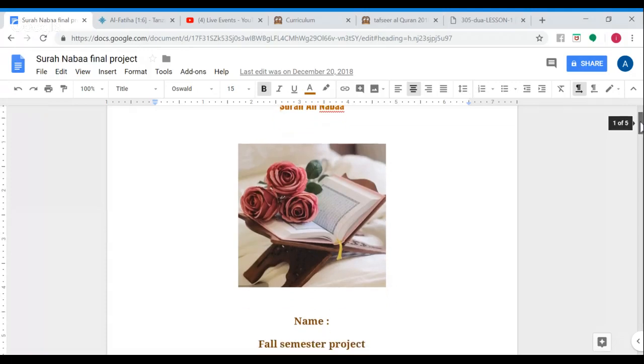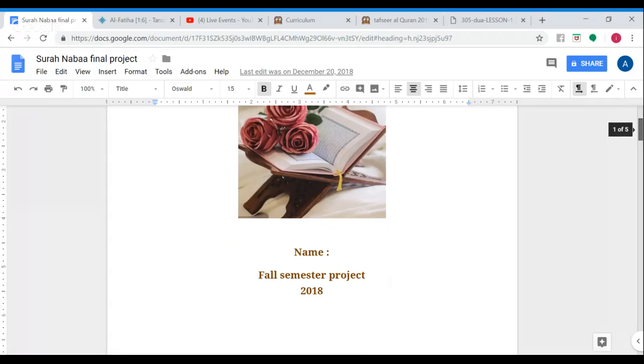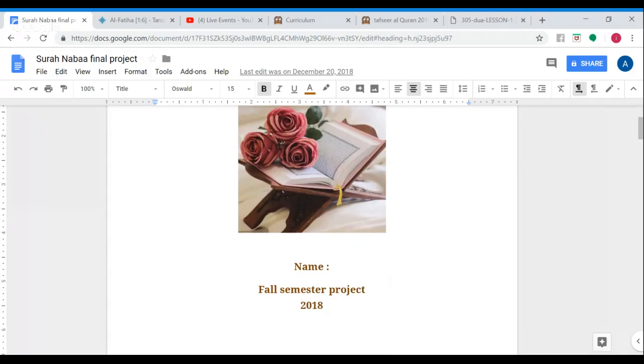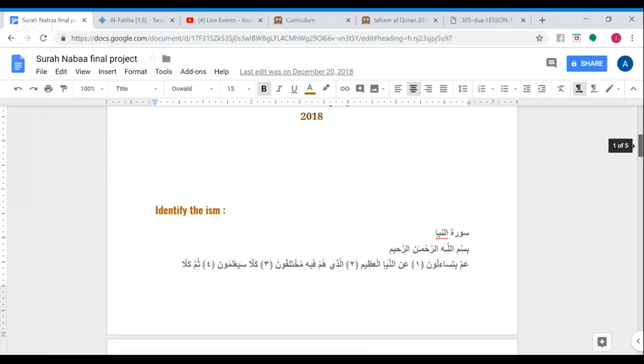So let's see. The Surah An-Naba project is shared with you. You already have this document, and you need to write your name here. And this is the fall semester project 2018. It's very easy actually. In the first one, you identify the ism, meaning you just have to identify the ism. You don't need to write their characteristics and properties, all four properties, and things like that. You just have to identify whether they are ism or not.